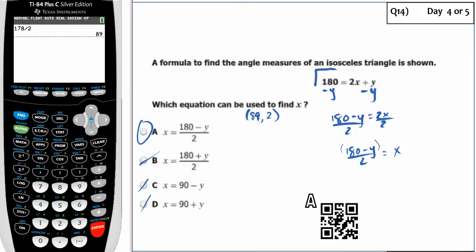So what I'm going to do is I'm going to go back up to my original, and I'm going to plug that in as well. I'm going to do 2 times 89, and then I'm going to add my 2 to it, and I should get 180. And if I do that right, then this is right. And if you plug in those numbers with any of these other options, it's not going to work. So that's how you know you're right.